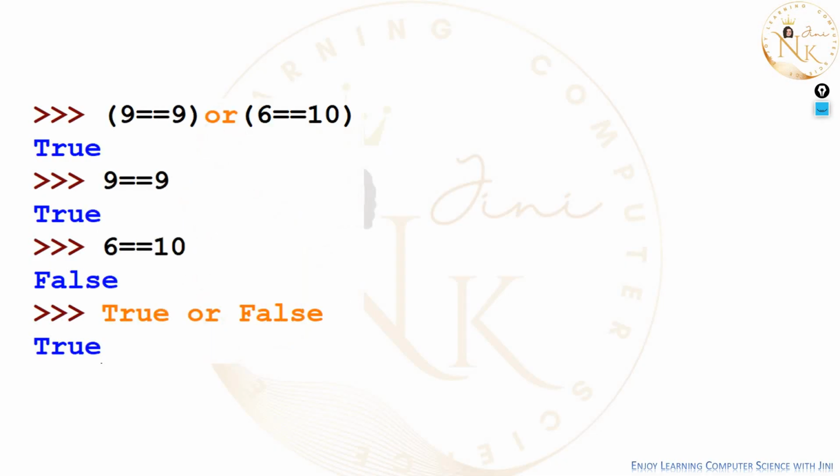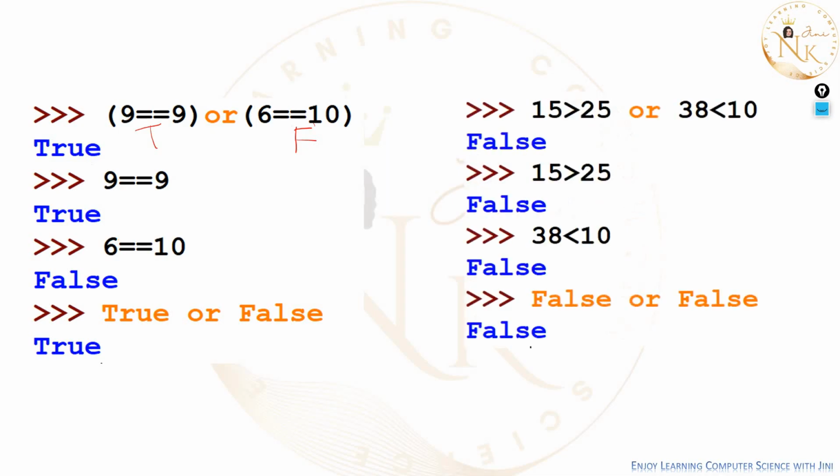Now you can see here 9 is equal to 9. Is 9 equal to 9 true? Yes, it is equal. 6 equal to 10, it is not equal. So here you are getting true and here you are getting false. If any one of the inputs is true, your output will be true. So true or false is true only. The next one, 15 greater than 25 is false because 15 is not greater than 25. 8 less than 10 is not, so it is false. False or false is false. When both the operands are false, your output will be false, otherwise it is true.